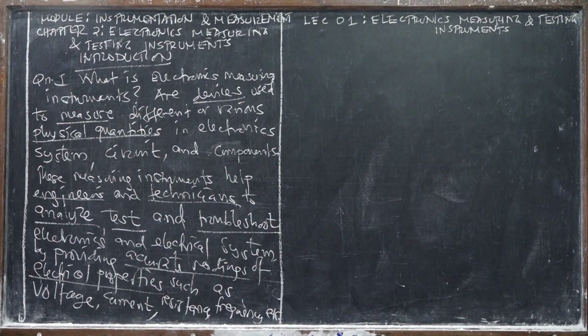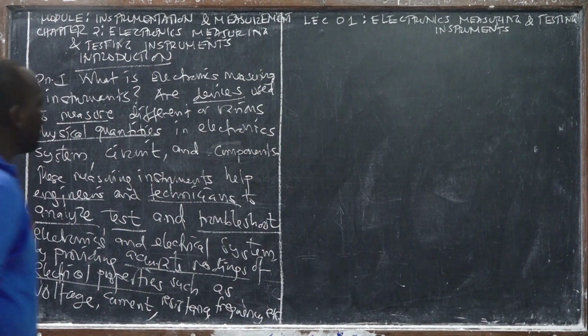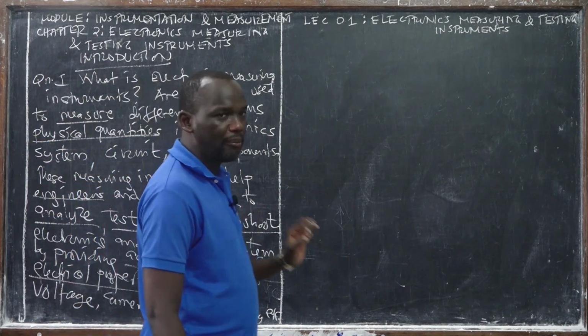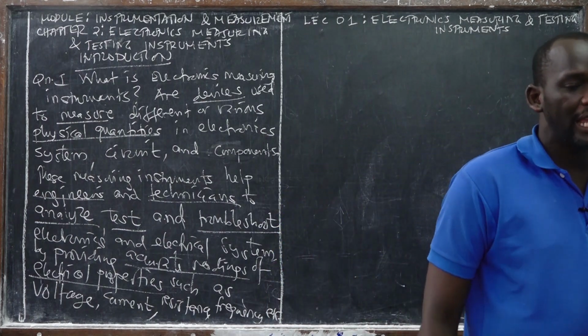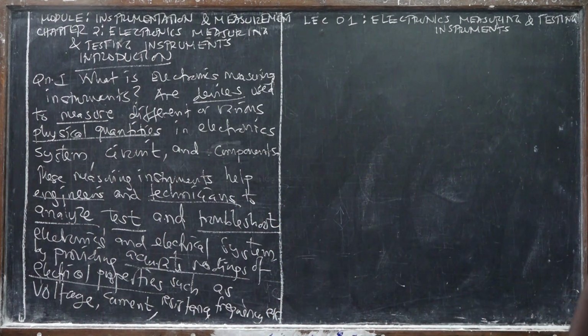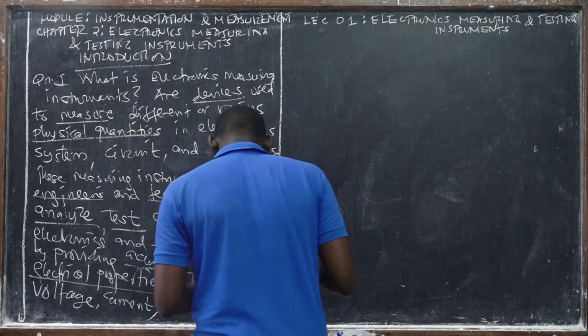Remember that I told you engineering, including electrical engineering, is all about numbers. And those numbers, in the case of electrical and electronic systems, we find by measurement. Are we together? Yes. So that's the importance of this subject.